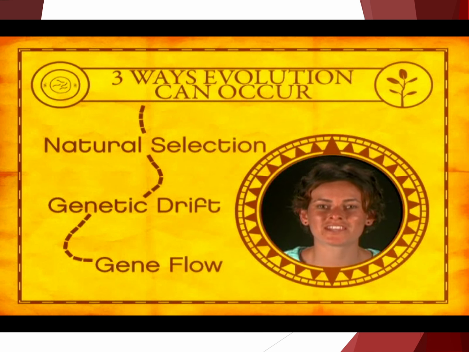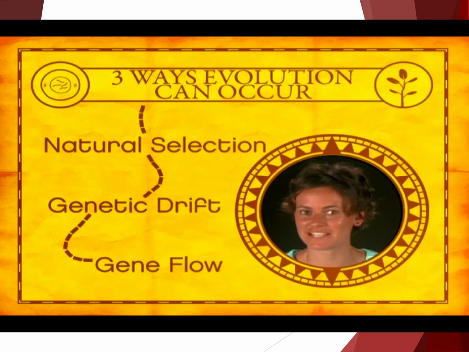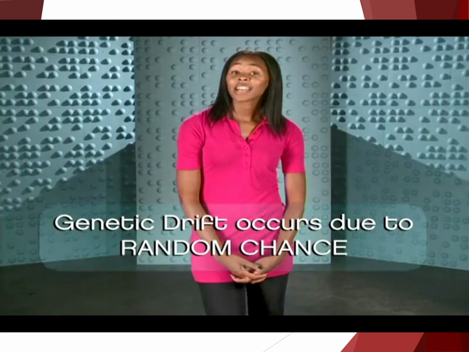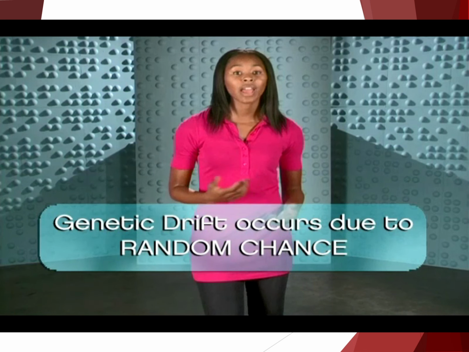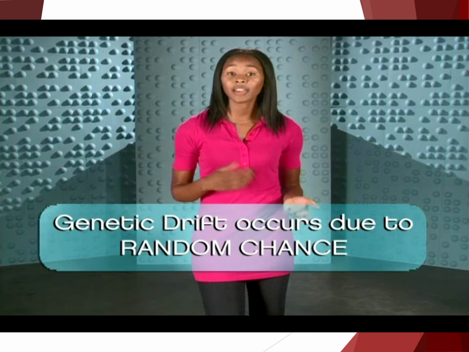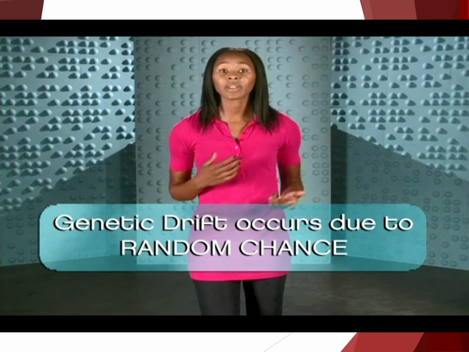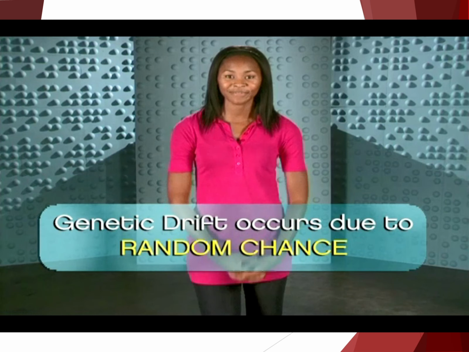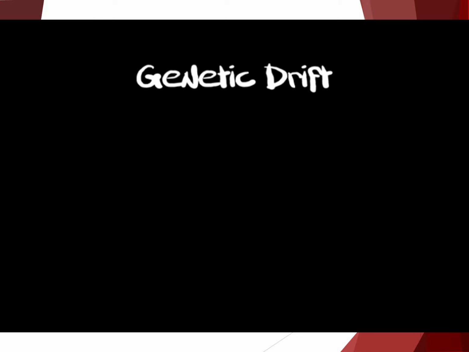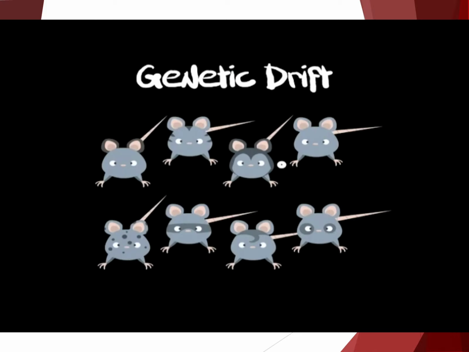Another way that evolution can occur is by genetic drift. As opposed to natural selection, which is when evolution occurs due to a condition in the environment, genetic drift is when evolution occurs due to random chance. The effect of genetic drift is small in large populations, but large in small populations. So we'll use a small population to start.